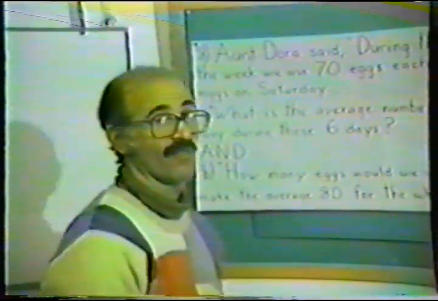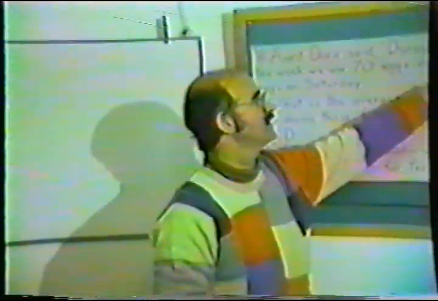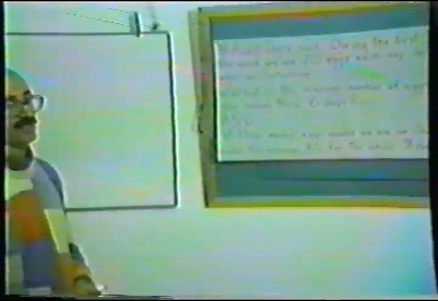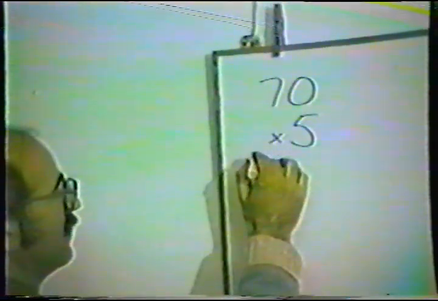Well, we know that in order to solve a problem with an average, first we have to find the total and then we have to divide by the number of things we put together. Well, what's the total going to be? 5 days, 70 eggs each day. What should we do with those two numbers? Multiply. Multiply 70 eggs each day, 5 days.